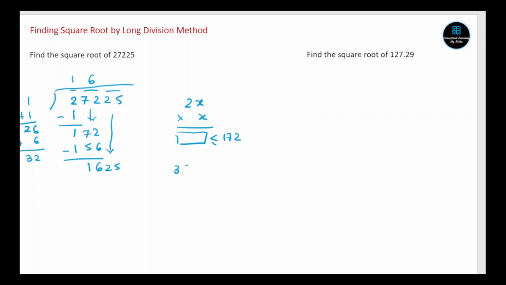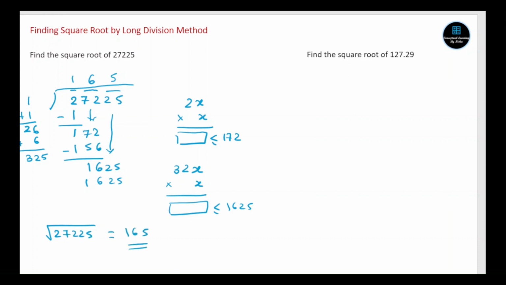Now think about a digit: 32x times x such that the answer is less than or equal to 1625. It is clearly 5, right? No need to think more. So I can simply say this is 1625 and the answer is 165. So the square root of 27225 is 165, the positive square root. I hope this is clear. Easy? Yes. Alright.